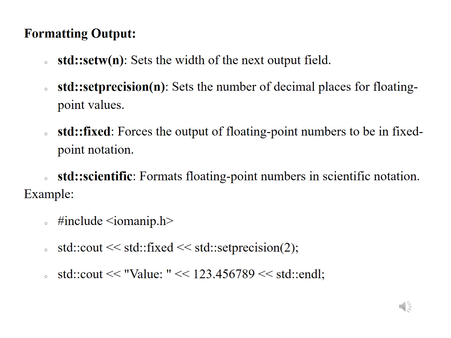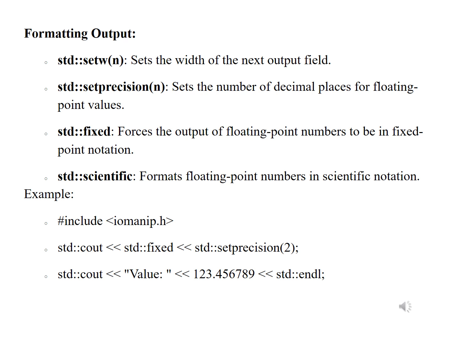In C++ also, we can get formatted outputs. To get a formatted output, we can use std::setw(n), which sets the width of the next output field. We can also use std::setprecision(n), which sets the number of decimal places for floating point values. Again we can use std::fixed, which forces the output of floating point numbers to be in fixed point notation, and std::scientific, which formats floating point numbers in scientific notation. All these four formatting options can be written like this.